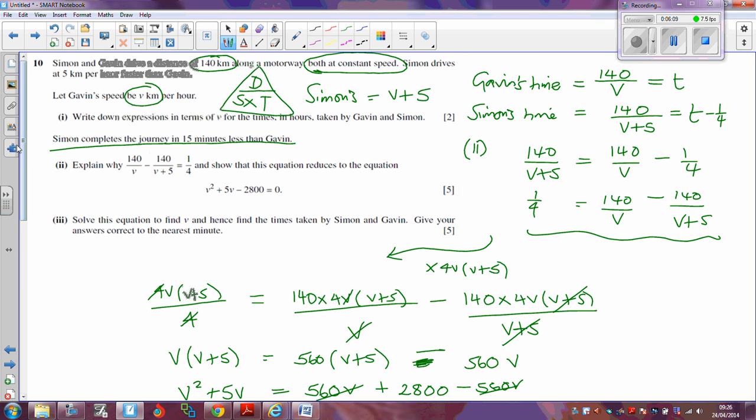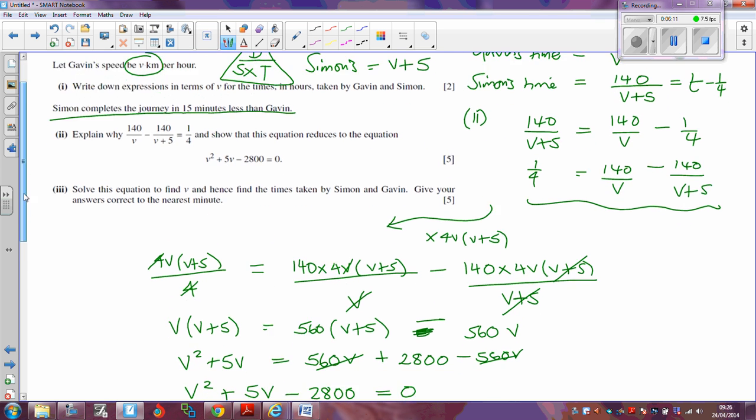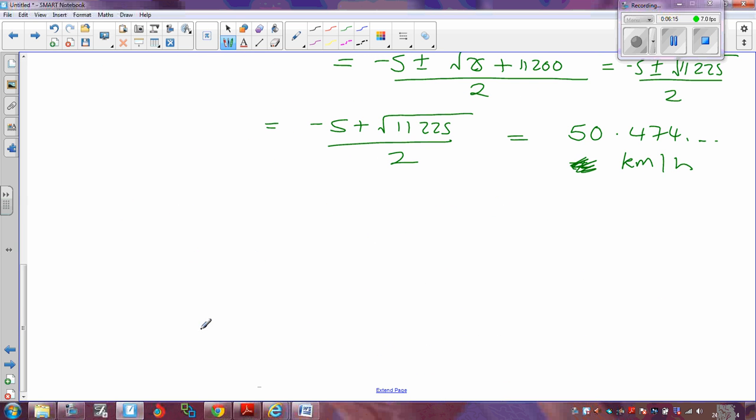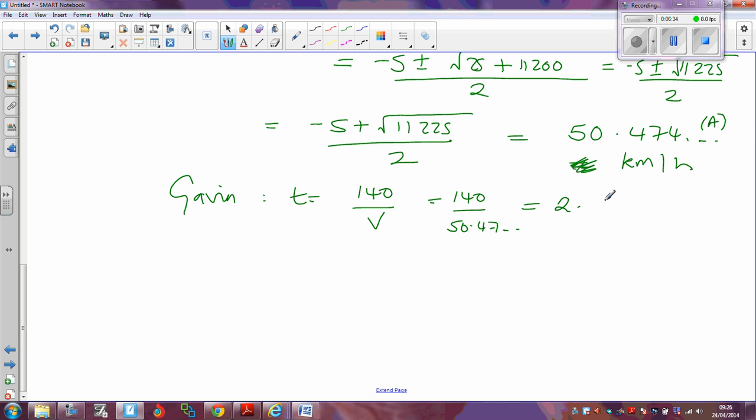Now the question says, hence find the times taken by Simon and Gavin. If we look at the times, for Gavin, his time is 140 divided by v. So Gavin, his t is equal to 140 divided by v. Well, in this case, it's 140 divided by the 50.47. Save it in your memory on your calculator. You should know how to do that. Now that comes out as 2.7737. Now that is hours.